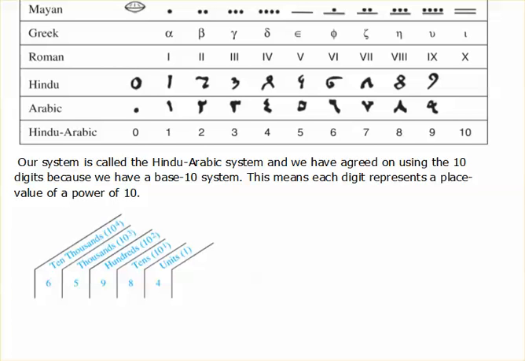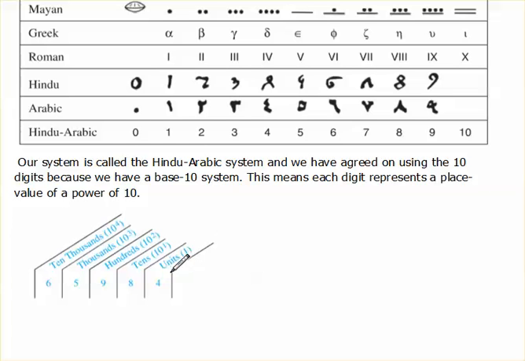Now, our system is called the Hindu Arabic system, and way back when, we all agreed to use the base 10 system, and that required 10 digits because it's a base 10 system. So each digit represents a place value of a power of 10. Say we had this number here, 65,984. The 4 we know is in the ones position, the 8 is in the tens position, the 9 is in the hundreds position, and so on and so forth. But those are all powers of 10.